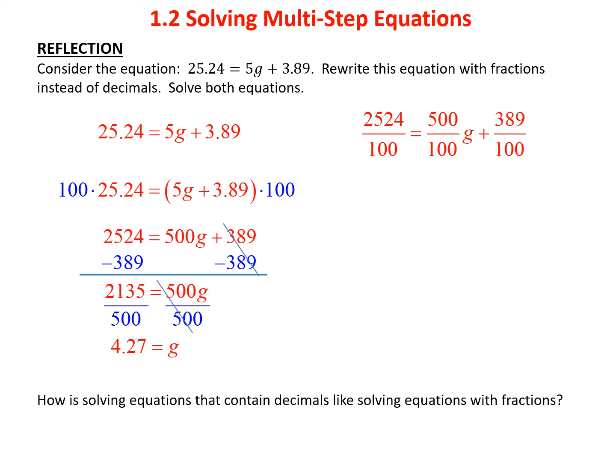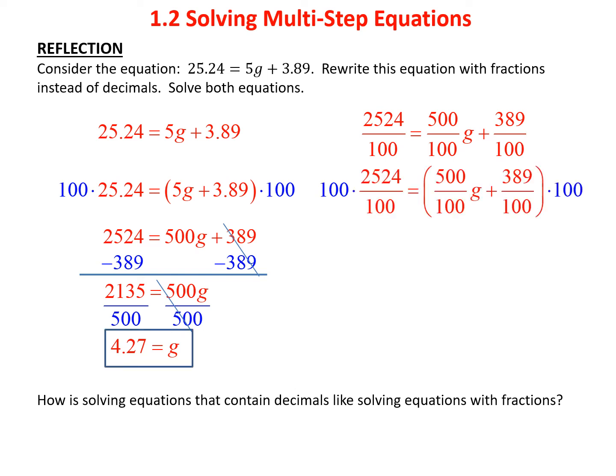Now look what happens when I go over to my fraction problem. What's the least common denominator? Well, they're all the same. So I multiply by the least common denominator, which is 100. Notice I've done the same thing to both equations, and I end up again with the exact same equation.